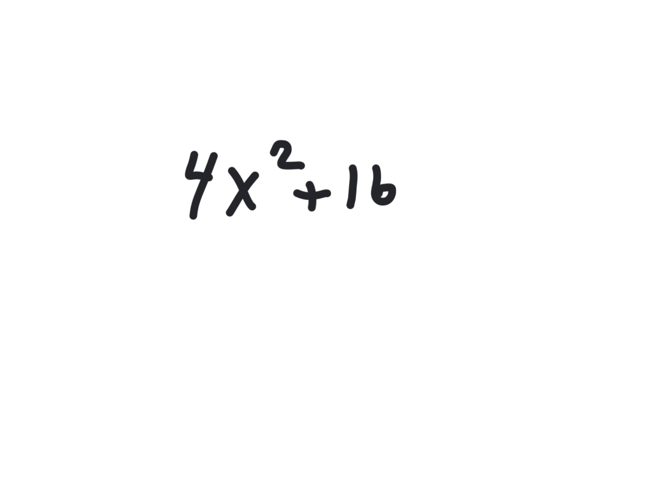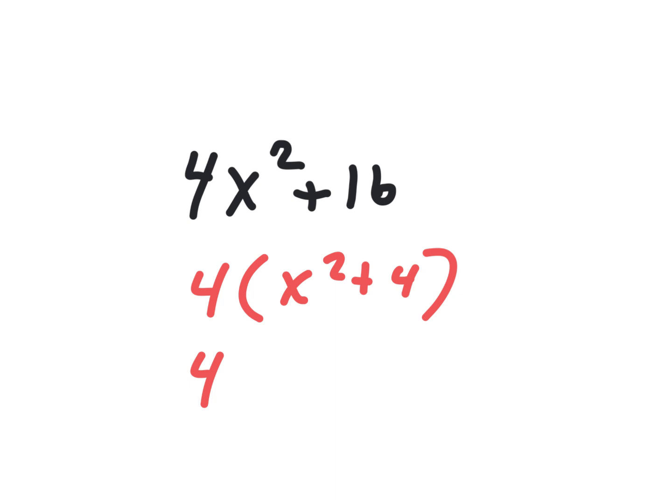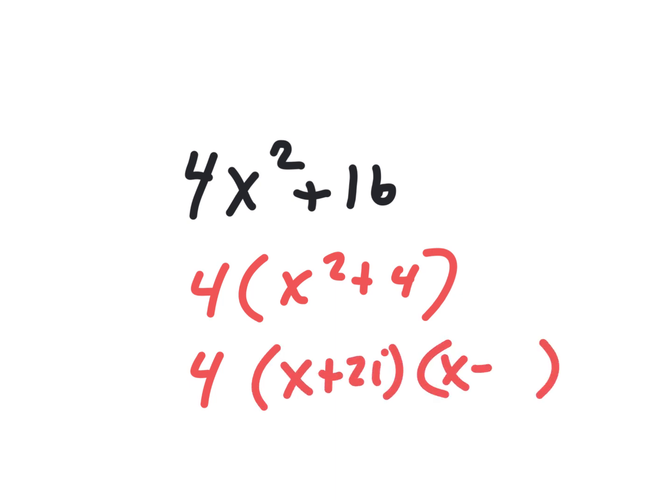Mr. Friday, what'd you start with? Well, factoring out a 4. Nice. Then you had x squared plus 4. Then what'd you do? Then I factored it and I got x plus 2i and x minus 2i. You got it. It's really not that hard, is it?